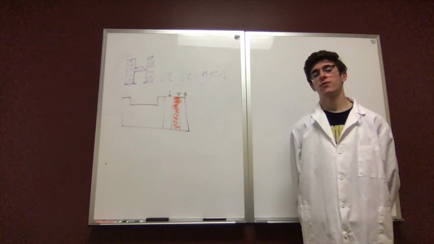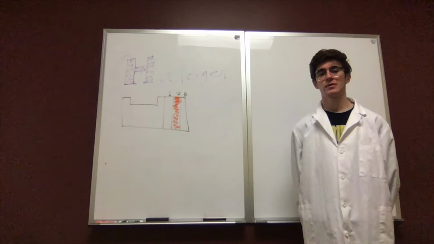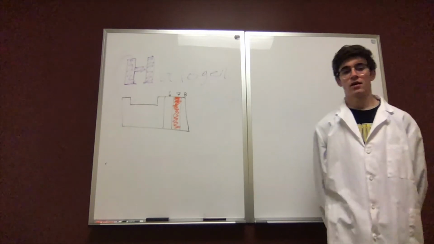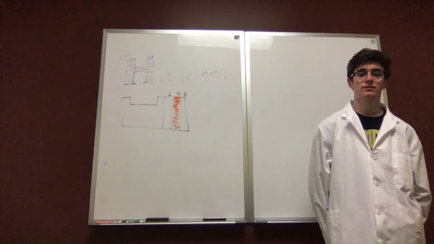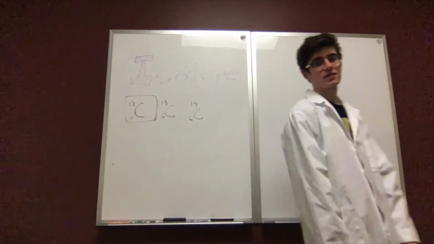Well, halogens rarely form bonds with other molecules, and this is because they all have 7 valence electrons, and they want to fulfill their valence shell with 8 electrons according to the octet rule. Next up is I, which stands for isotope.